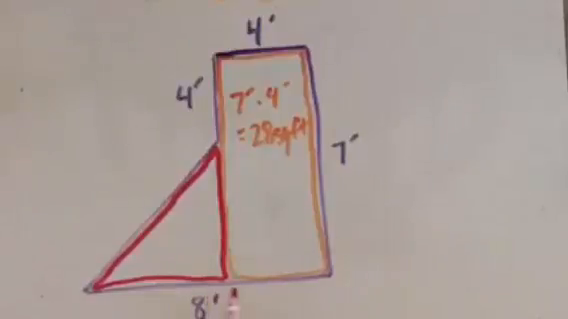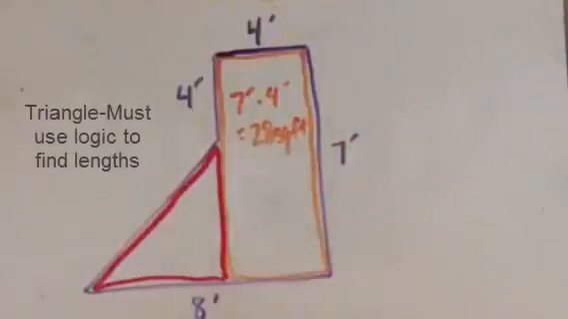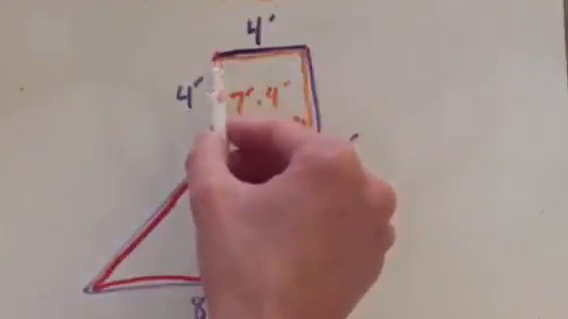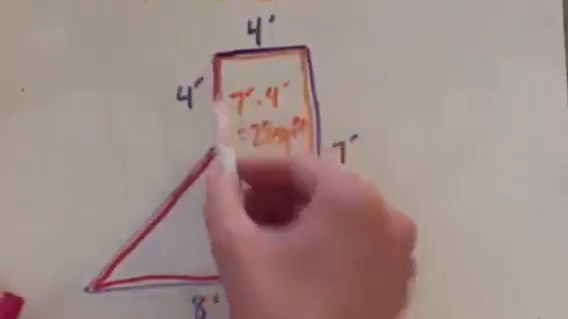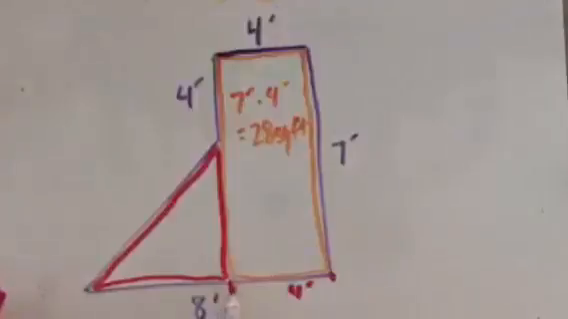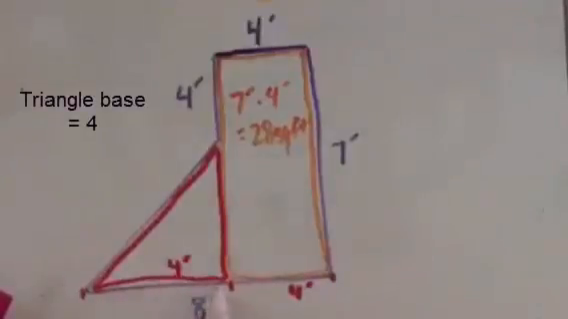I don't have a base for my triangle or a height for my triangle, but I can use some logic to figure it out. I know that from this point to this point is 8 feet. Part of that is equal to what is at the top of this rectangle, 4 feet. So I know from here to here is 4 feet. That must mean that what's left over from here to here is another 4 feet. So now I know that the base of my triangle is 4 feet.